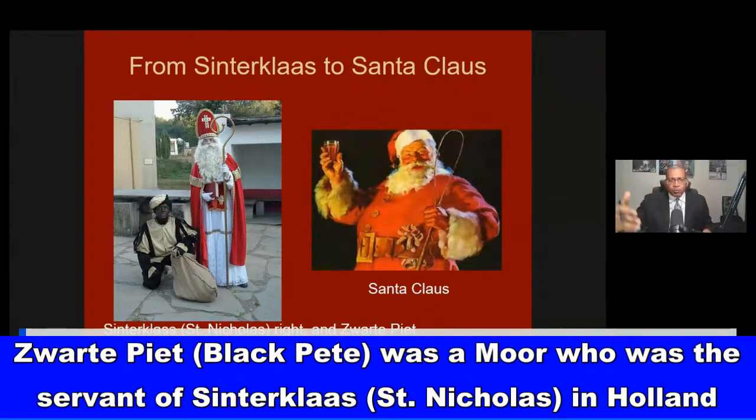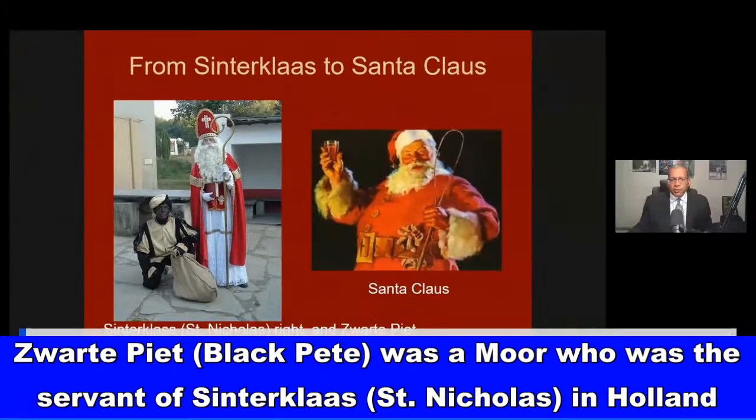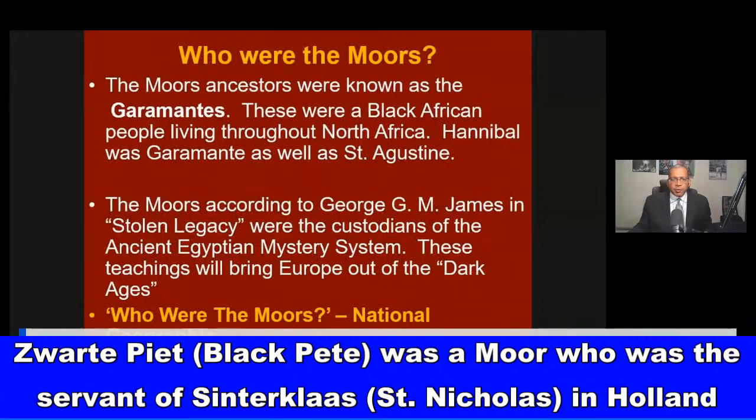And they have the parade beginning in early November, going throughout the Netherlands, and they commemorate Sinterklaas and Zwarte Piet coming from Spain into the Netherlands. All right, coming from Spain. Well, Spain is where the Moors went in 711 AD, led by General Tariq ibn Ziyad, going to the Iberian Peninsula. Okay, so Spain is very important. Now, who were the Moors? The Moors' ancestors were known as the Garamantes.